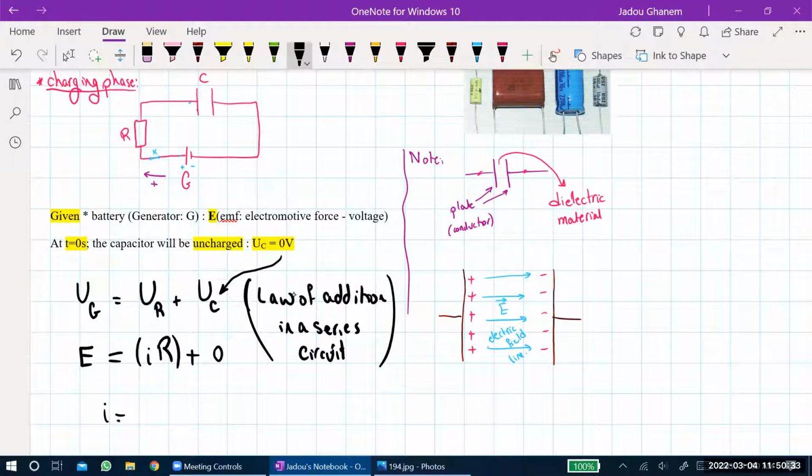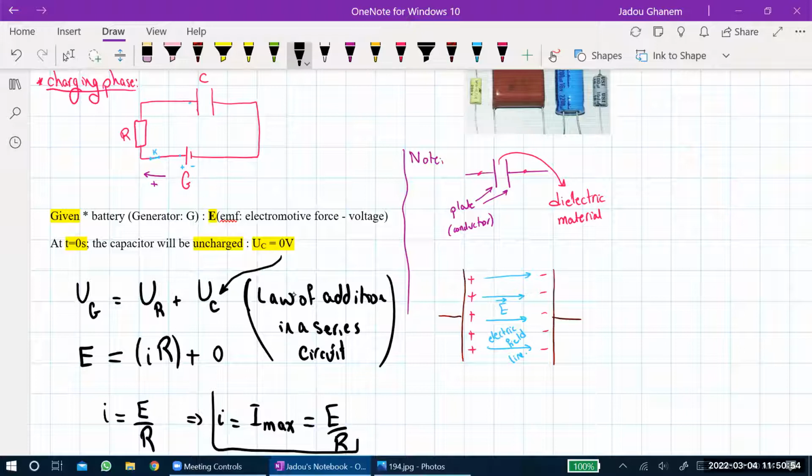Now we can find I. I will be equal to E over R. And this I is the maximum current, which implies that I equals I maximum equals E over R. So initially, the current will be flowing in a maximum intensity, maximum value.